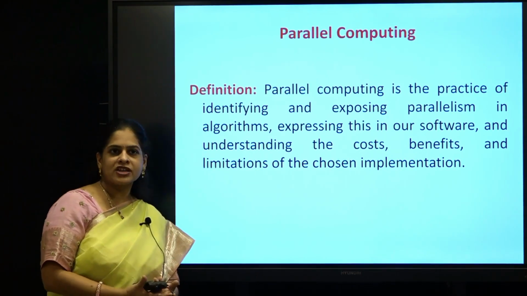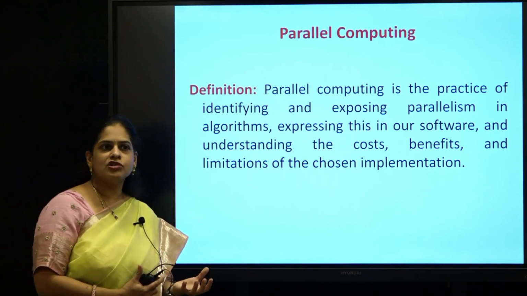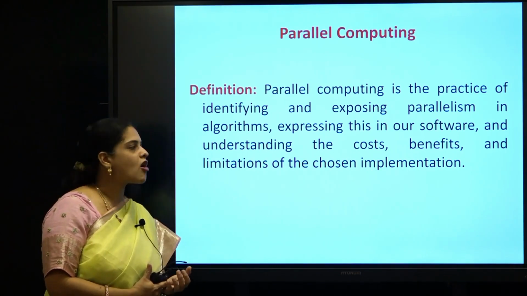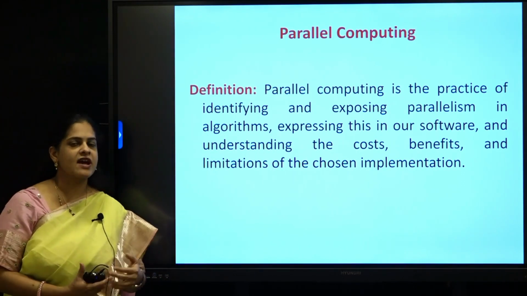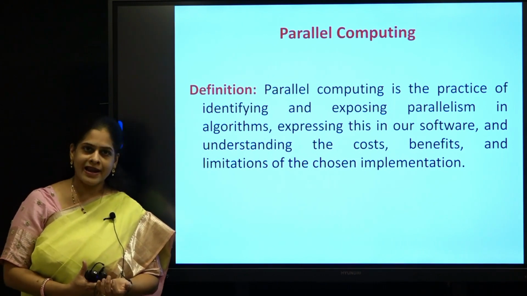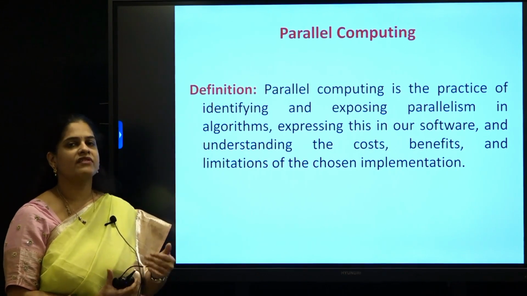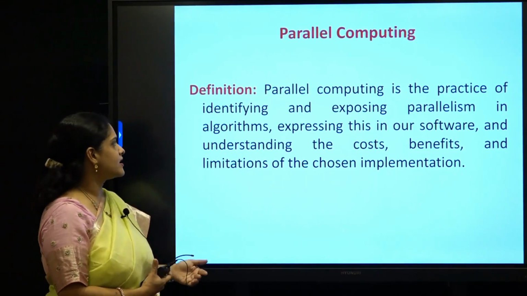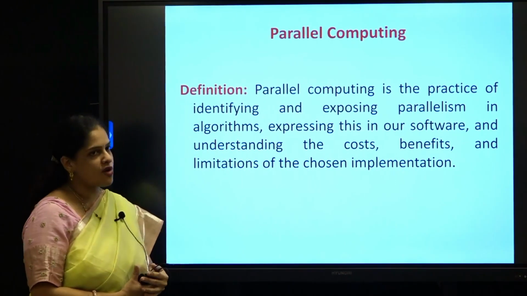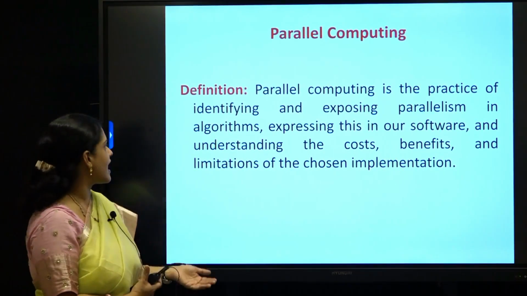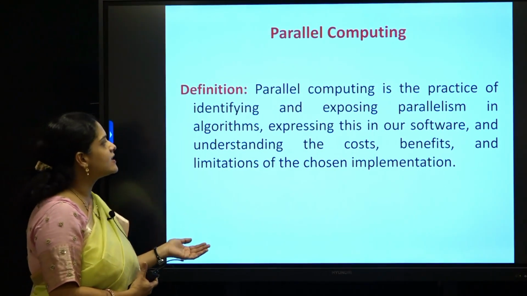When you take an application, you need to identify where. Obviously, when a program is there, you do not require parallelism to be implemented in all the parts of the program. Some instructions need to be executed in a serial manner, whereas some instructions need to be executed in a parallel manner. So the programmer has to identify when and where the parallelism has to be implemented. You need to expose the parallelism in your algorithms and express and implement them in your software.